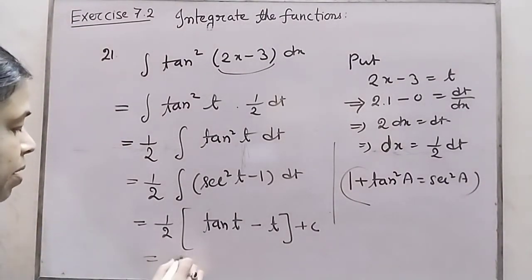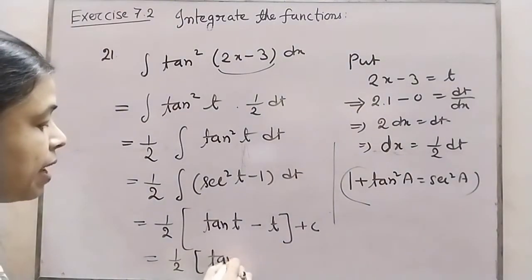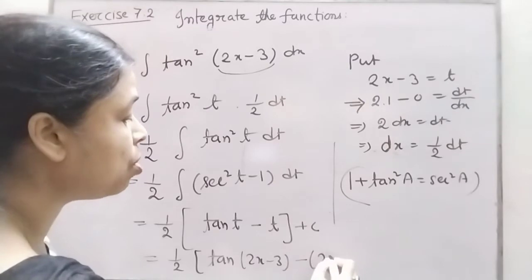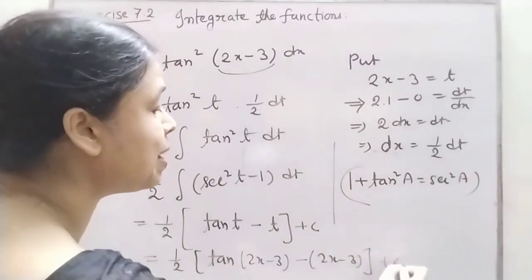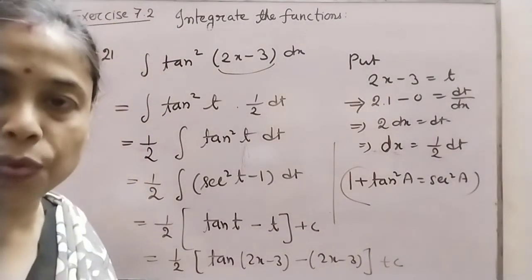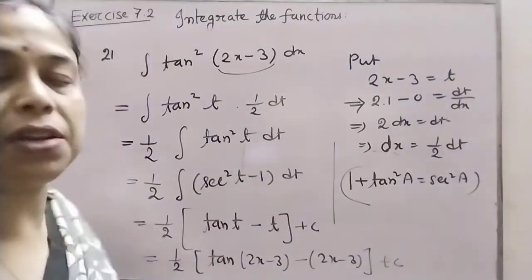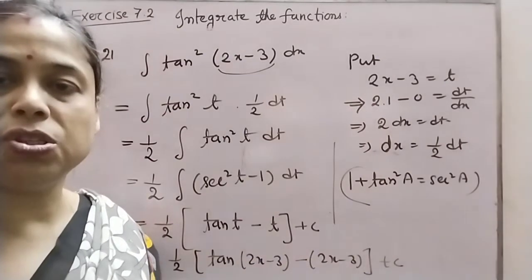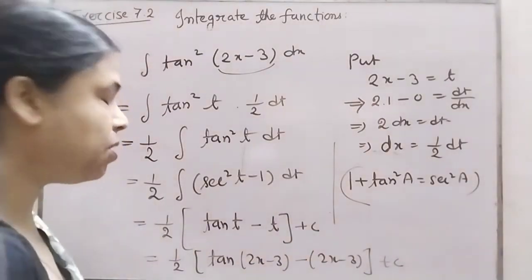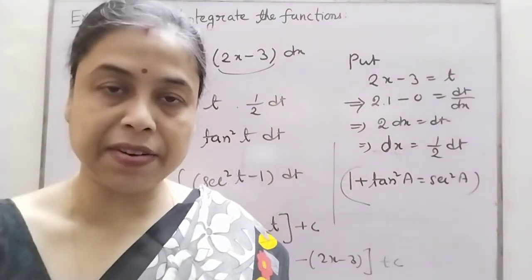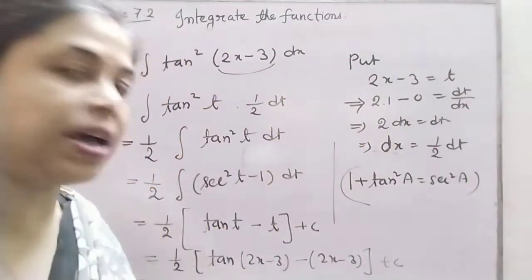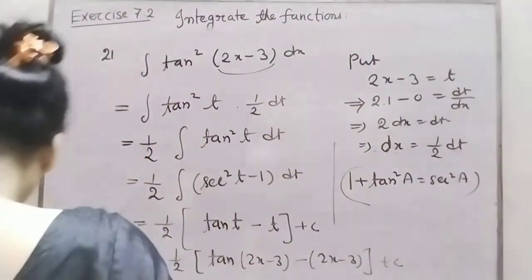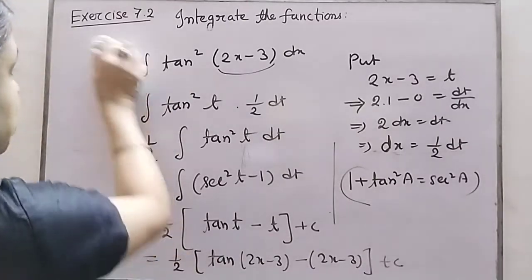Now change your variable. That is, t, tan t you can write down as tan of twice x minus 3, minus twice x minus 3, plus c. One more step you can do if you want, that is open the bracket and combine the constants together. Or if you stop the solution here, it is also sufficient, because the dx symbol is removed and the integration is done, so you can complete here. Or if you want, you can write down one more step, just open the bracket and do the calculation. Okay? Now I just go to question number 22.